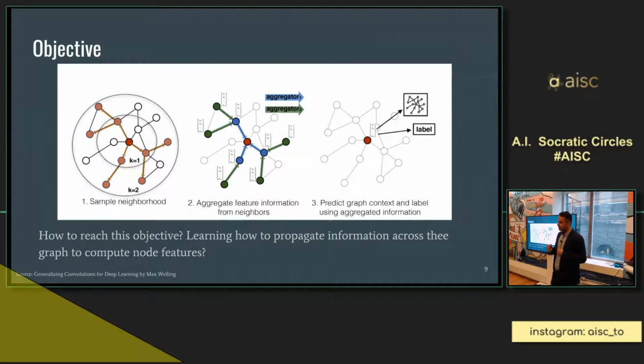So we sampled, we aggregated the information, and then we pass it to different layers of a neural network to assign a label to it. That's the whole overview of the algorithm. So any questions so far? We're good? Okay.